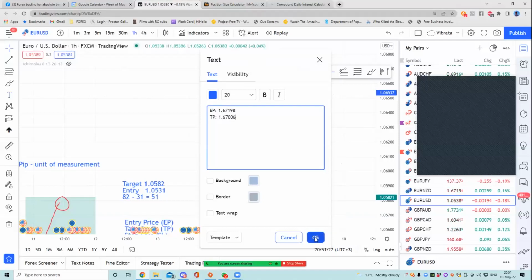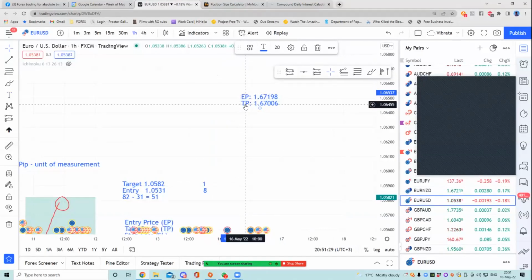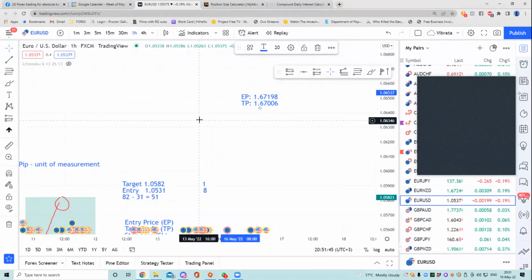Take a look at this example, guys. Pay attention. There's my entry price, and there's my take profit. What's higher, the entry price or the take profit? Please put EP or TP in the chat. Which number is higher, the EP or the TP? The EP is higher, correct.